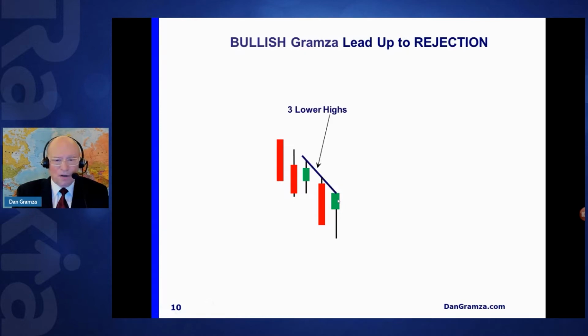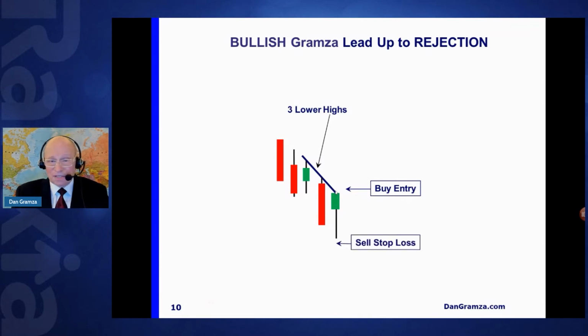So what we're going to be looking at is 3 lower highs. So we have rejection, step 1. Step 2, we're looking for 3 lower highs. If we have that, this becomes an eligible candidate to trade. So at that point, then we'd have our buy entry. We said 5 ticks above the high. We have a sell stop loss. So we're managing risk 5 ticks below that low.